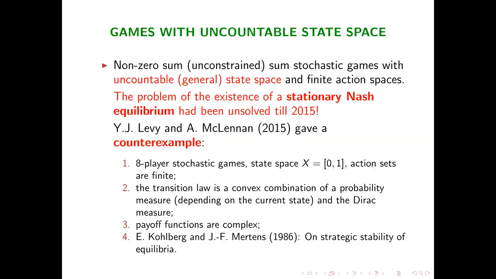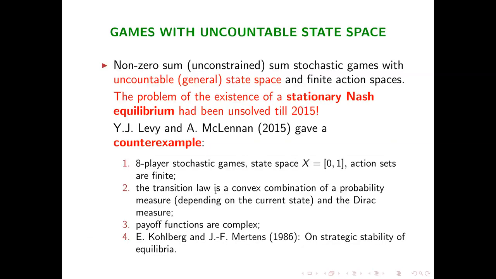In this year, 2015, Levy and McLennan gave a counterexample, and they showed that in a general discounted stochastic game, a stationary equilibrium need not exist. The counterexample is quite complicated, so they needed 8 players to construct such an example. However, the state space is very simple because it's the interval [0, 1]. The action sets are finite.